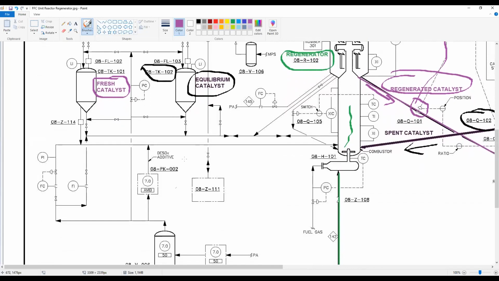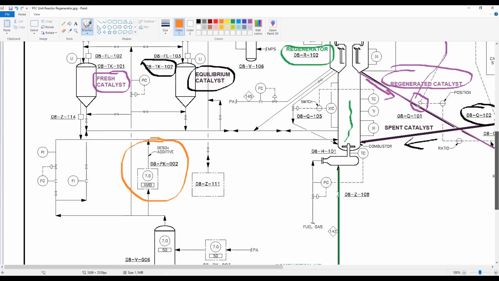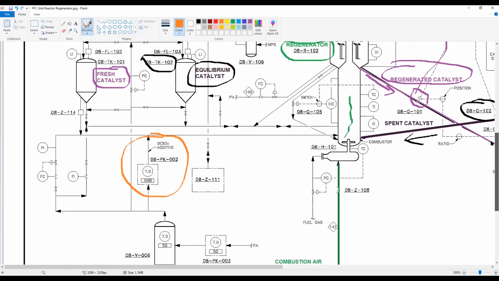Also here you can see, let me put it in orange here, this additive package. Remember that we have seen that we inject some additive in the catalyst. Here we have this package, the 08PK002, where we add the SOx additive. The idea of this additive is to transform any SOx into H2S because we don't want to have SOx in the flue gases. Okay. Well, this is more or less what I wanted to show.